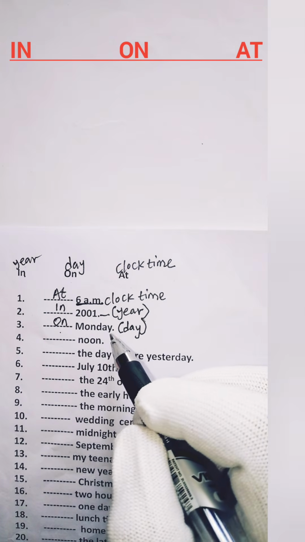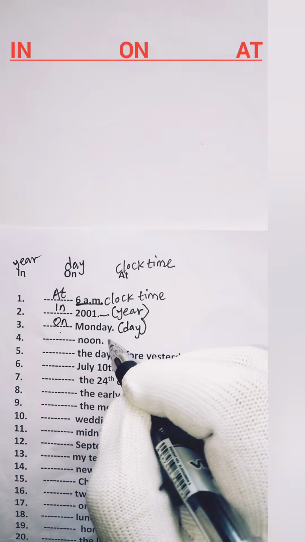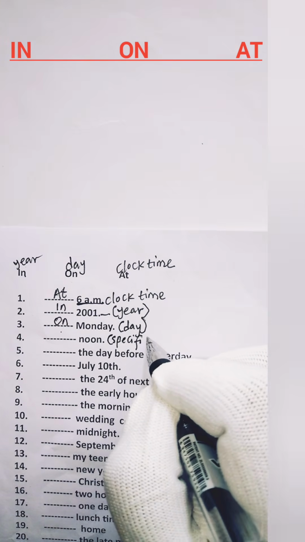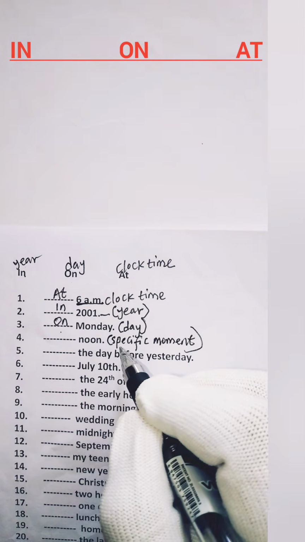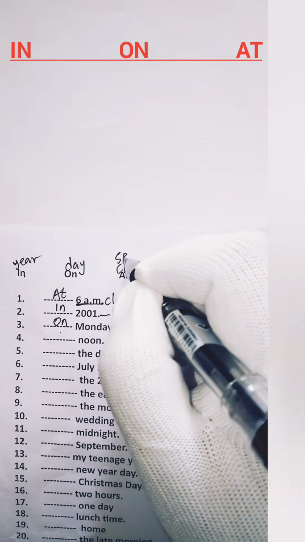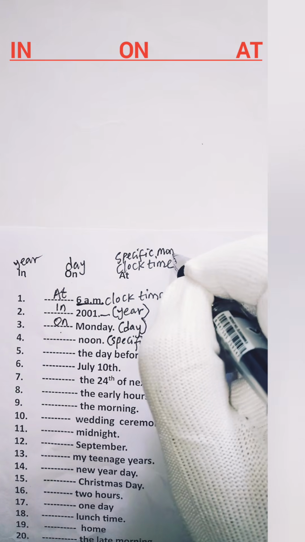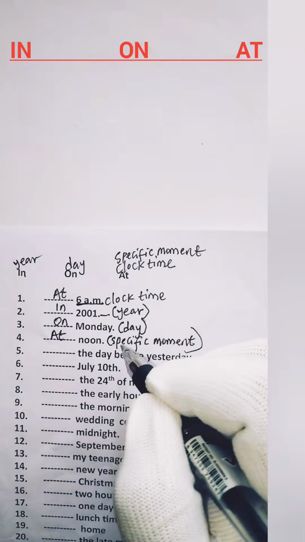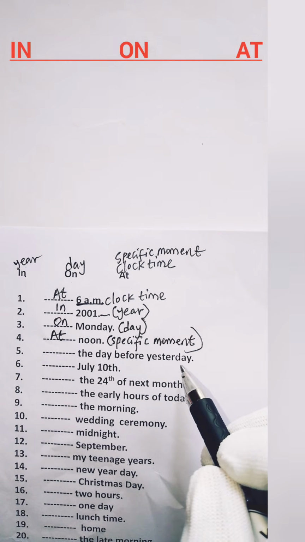On Monday. 4. Blank noon. Noon refers to a specific moment. So when you refer to a specific moment, we use at. This is for a specific moment. So at noon.